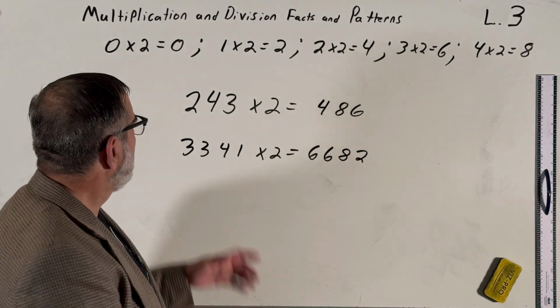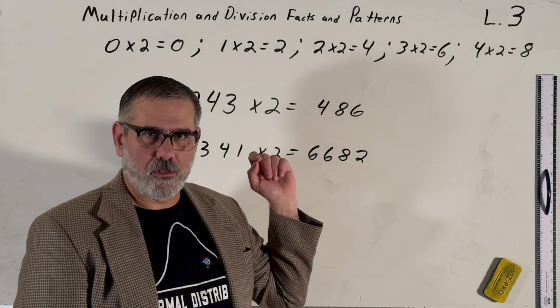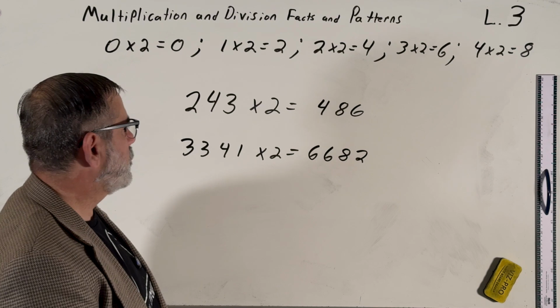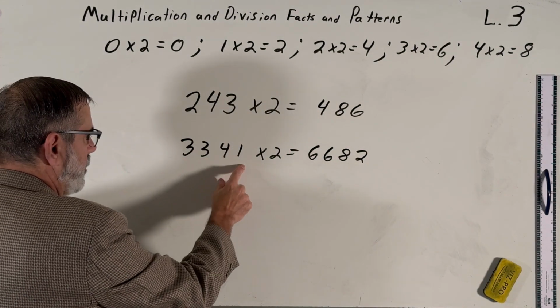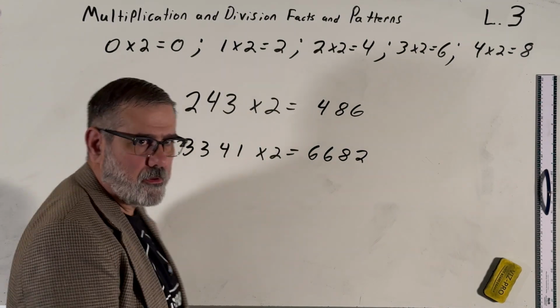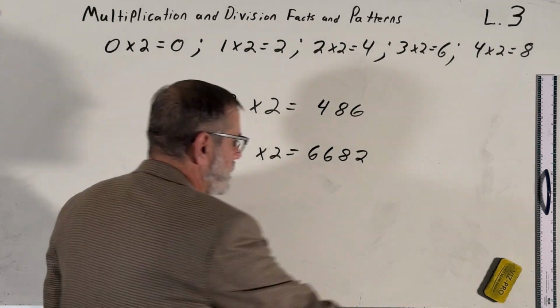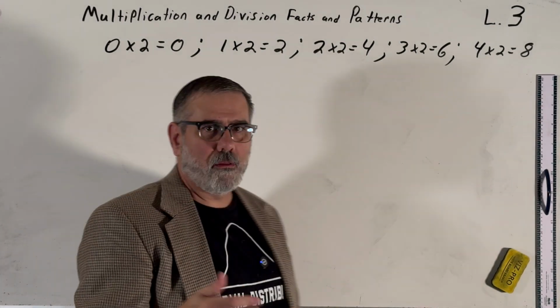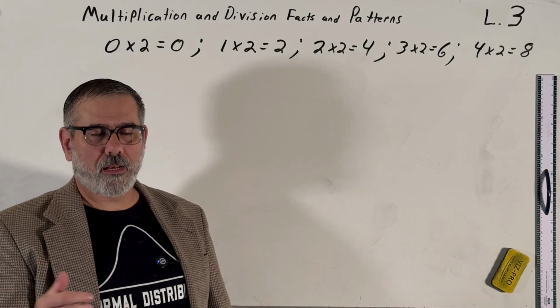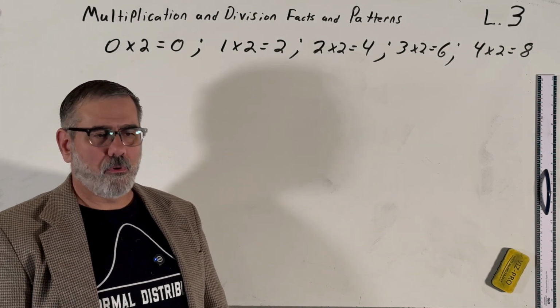Okay. Now, what about the other single-digit numbers that might get doubled or multiplied by 2? Because certainly we might encounter a number that we'd like to double that has a digit that's bigger than 4. So let's see how we handle that. This can be a little bit tricky to do at first, but I think after you practice it a little bit, you'll find it pretty easy to do.